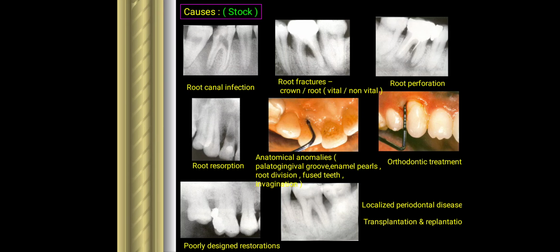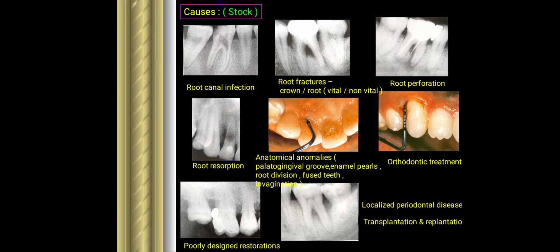Causes given by Stock may be due to root canal infection. It can be due to root fractures, like crown fracture and root fracture in vital and non-vital teeth. Root perforations: here in the RVG, we can see the canal is obturated in the furcation area, which will cause chronic irritation and lead to periodontal infection. Root resorptions, which may be internal or external.